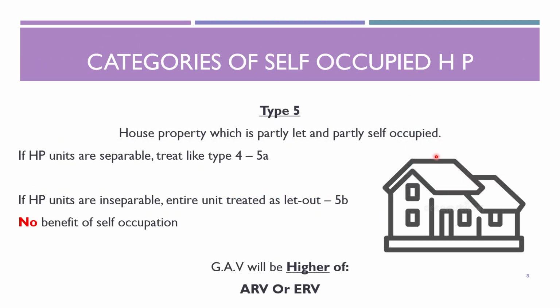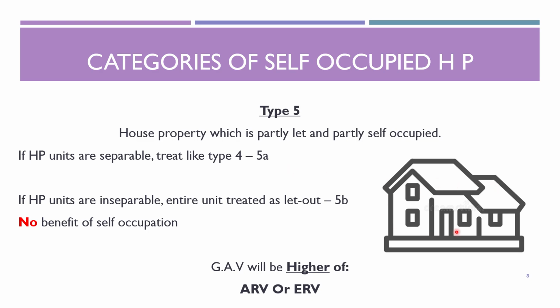In the next type, the property is partly let and partly self-occupied. Assume this is one single property, and he has let out the ground floor and he is living in the first floor. If that units are separable, that is, if it has separate numbers, the first floor has one number and the ground floor has another number, then what you can do is, first one you can claim a self occupancy, the other one will be considered as let out. So this is fifth type, fifth one, A.